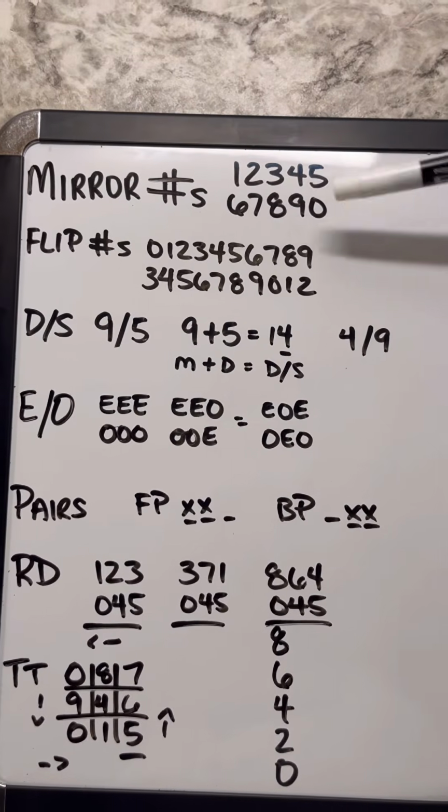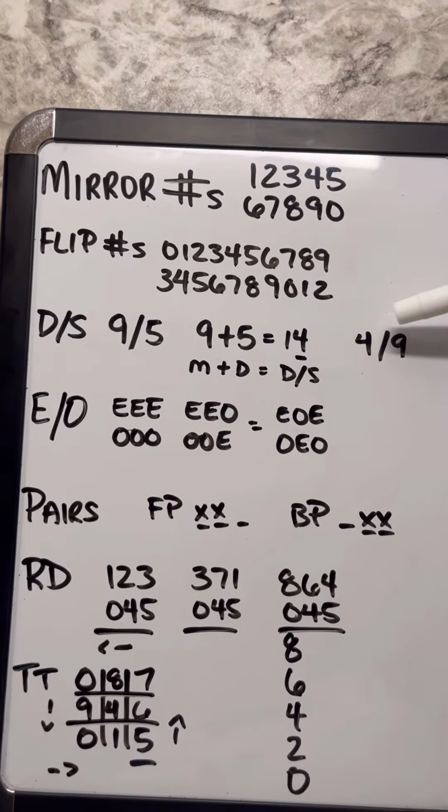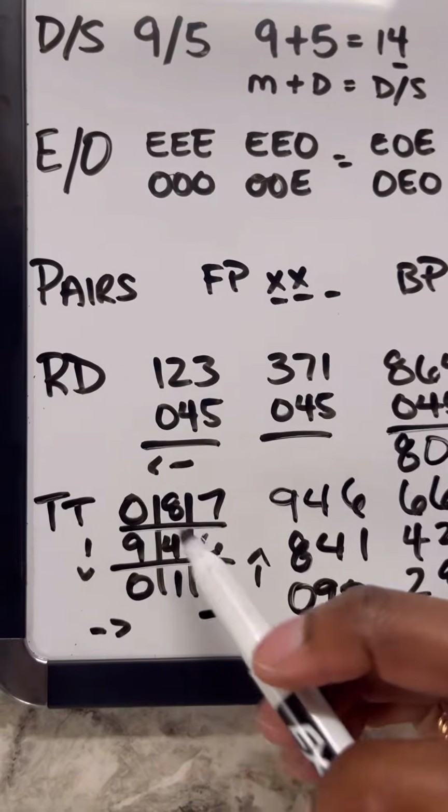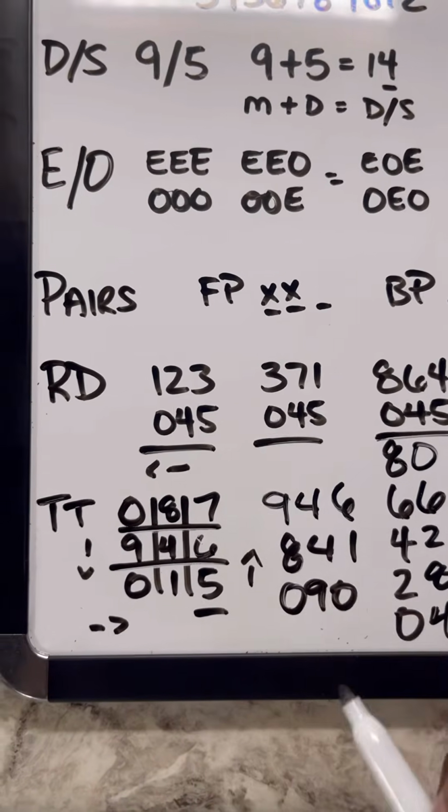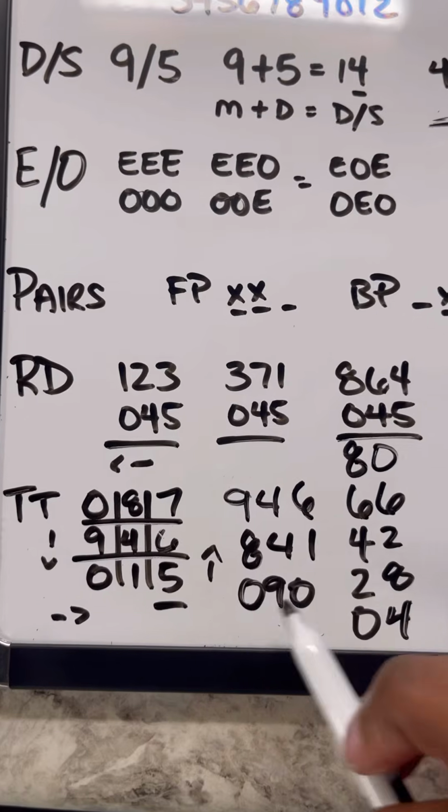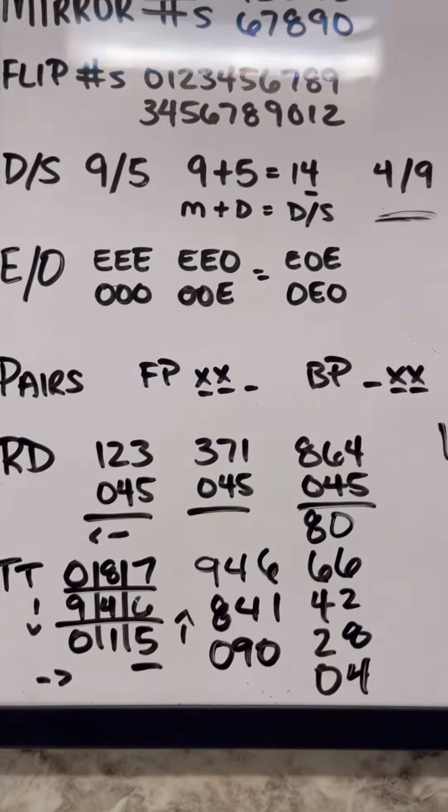Now this is where the mirror number comes in. You can use either a 4 or a 9 whenever you're picking your numbers. Just come to the workout and choose a 4 or 9, and you can play 946, 841, 090. Something very simple like that, right?